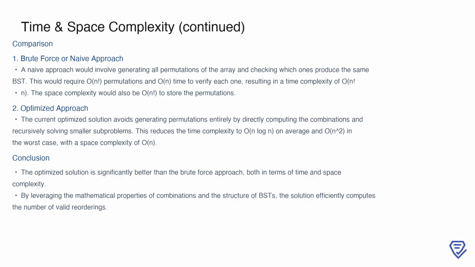The space complexity for this approach would also be O(n) to store the permutations. In contrast, the optimized solution avoids generating permutations altogether. By directly computing combinations and recursively solving smaller subproblems, the time complexity is reduced to O(n log n) on average and O(n^2) in the worst case, while the space complexity is O(n). This demonstrates that the optimized approach is significantly more efficient.